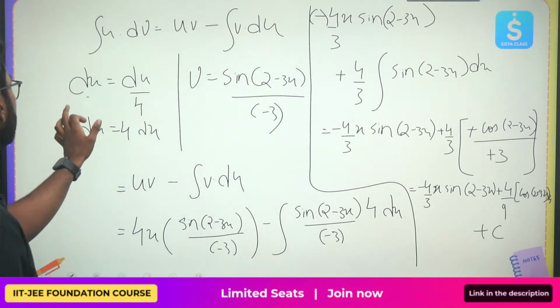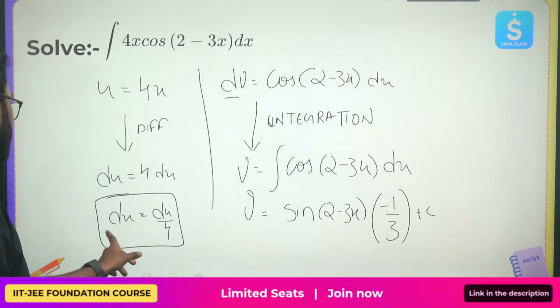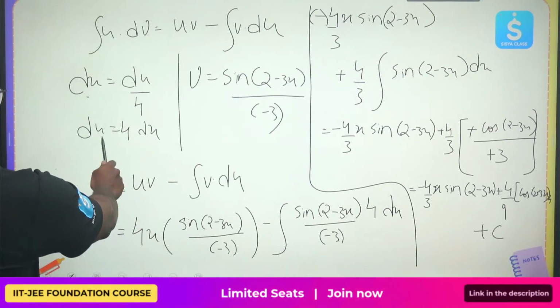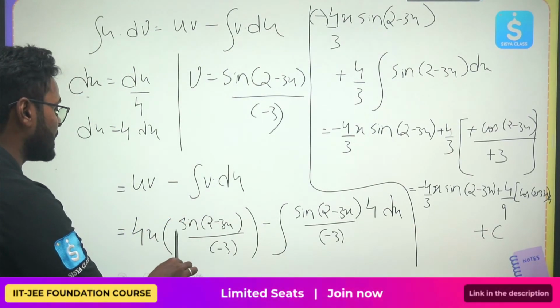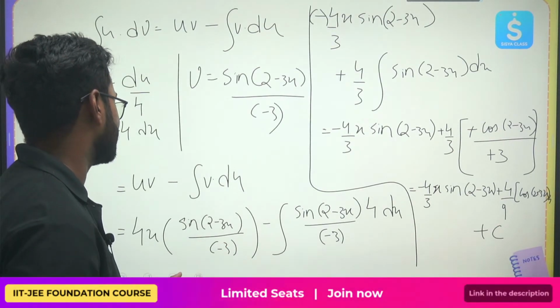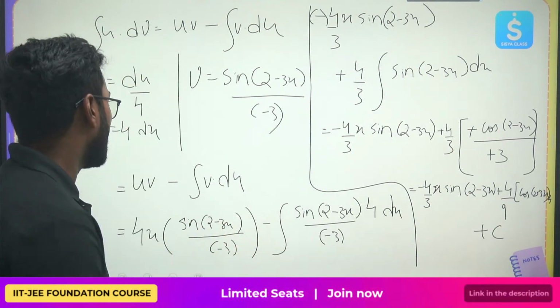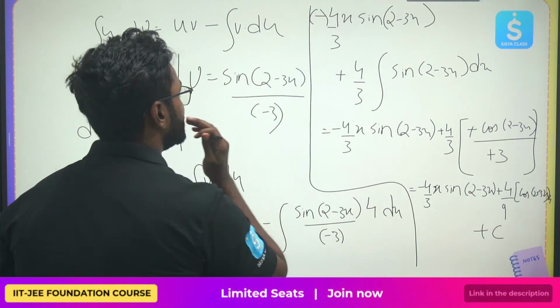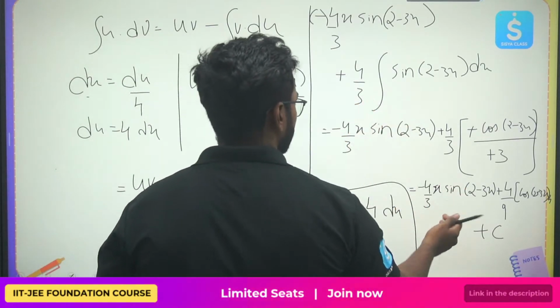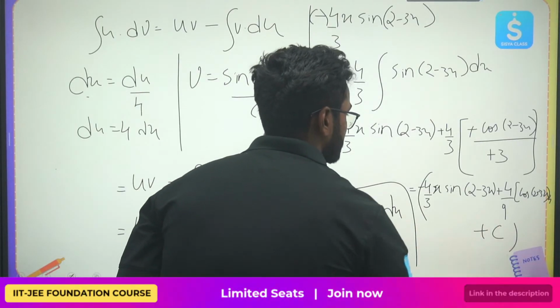Then finally we have put in the terms which we know, which is du equals 4 dx, and uv equals 4x into 2 minus 3x by minus 3, which is the integral of 2 minus 3x, minus the integral of v into du. Then upon solving, we have received this answer with a constant in it.